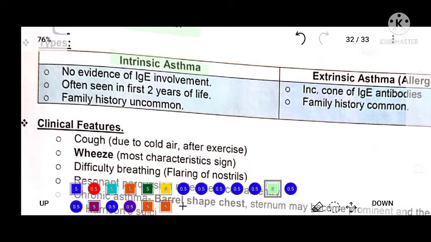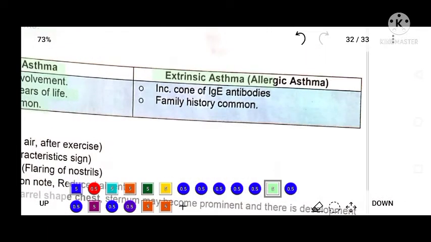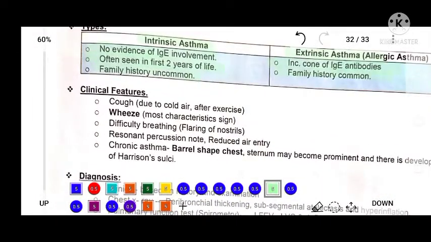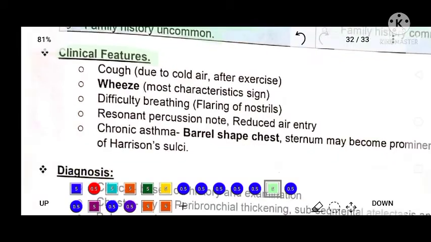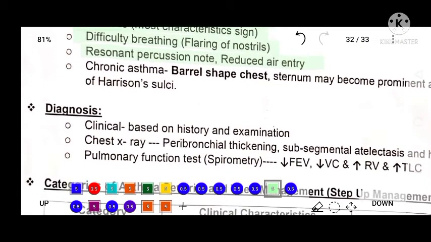Types of asthma are intrinsic and extrinsic asthma. Intrinsic asthma has no evidence of IgE involvement, and it is seen in the first 2 years of life with an uncommon family history, while extrinsic asthma, also known as allergic asthma, has an increased concentration of IgE antibody, and family history is common. So the clinical features of asthma are cough, wheeze, difficulty in breathing, nasal flaring, resonant percussion note with reduced air entry.